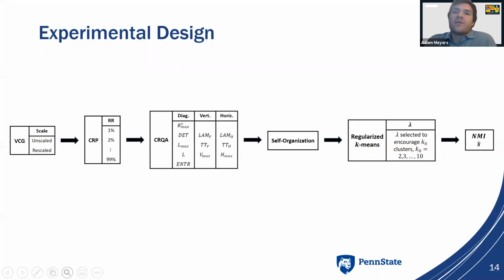The only thing I'm going to point out here is that we did two types of VCG signals. We did the VCG signals under their normal scale, and we also rescaled them. The rescaling of the VCGs was to reduce the effects of amplitude. The cross-recurrence plot is highly distance-based, and so we didn't want two signals that may differ a lot in amplitude, but otherwise are very similar. Maybe they're similar in their global shape, their spatial orientation. We want those two to match up.